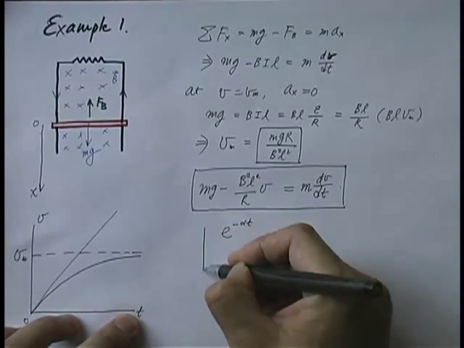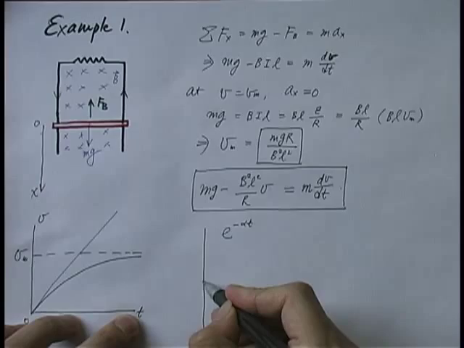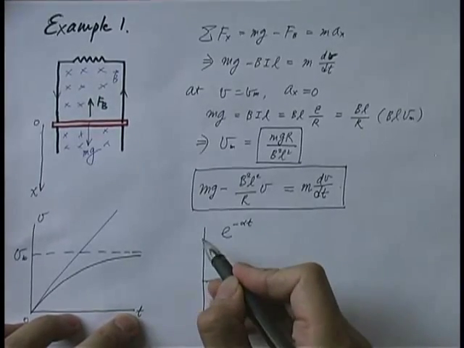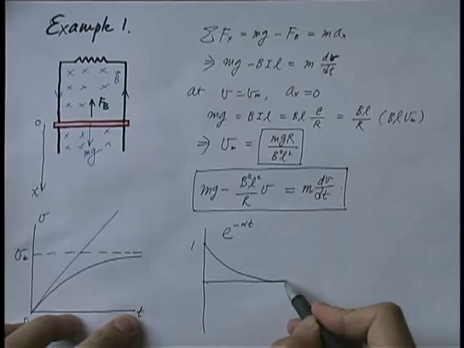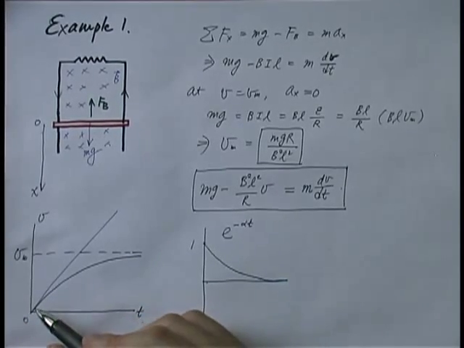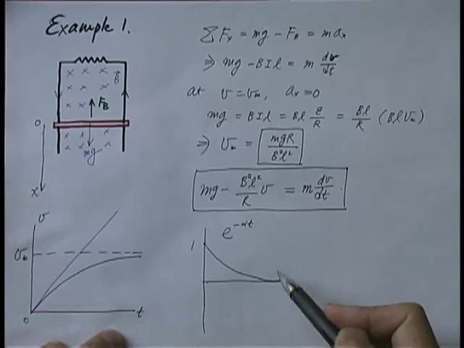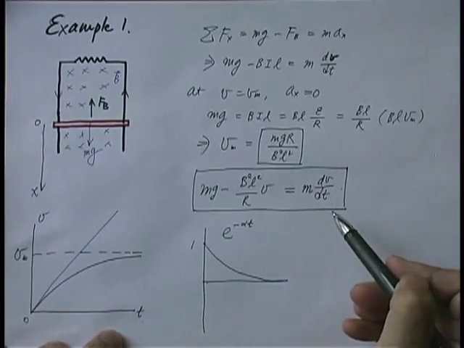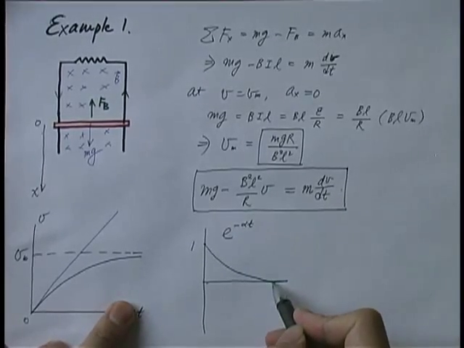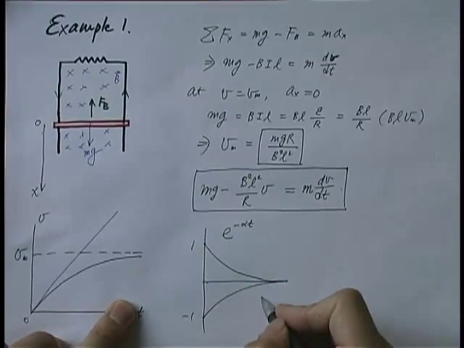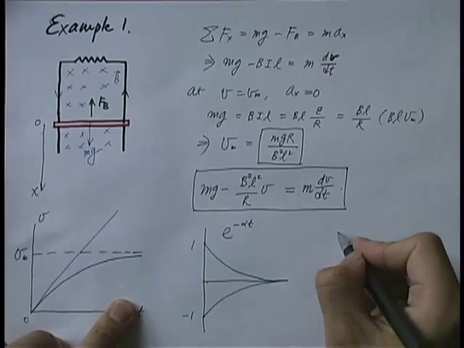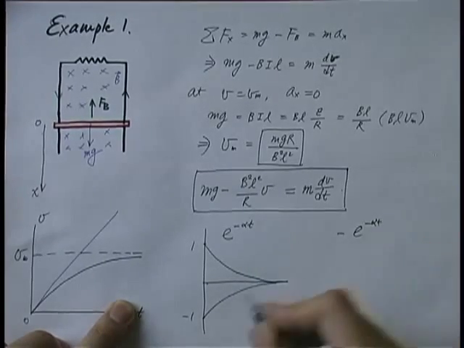Now let's see if that works. Okay, e to the negative alpha t is a function that starts from 1 and ends up at 0. But we want the speed to increase, not to decrease. We want to flip that curve up, right? So I'm going to flip it up like this by giving it a negative sign, so it's negative e to the negative alpha t.